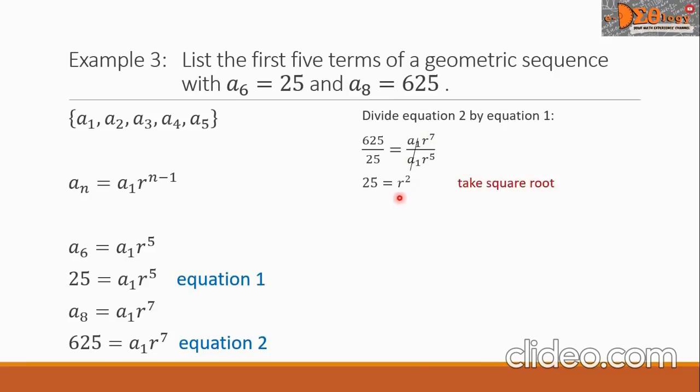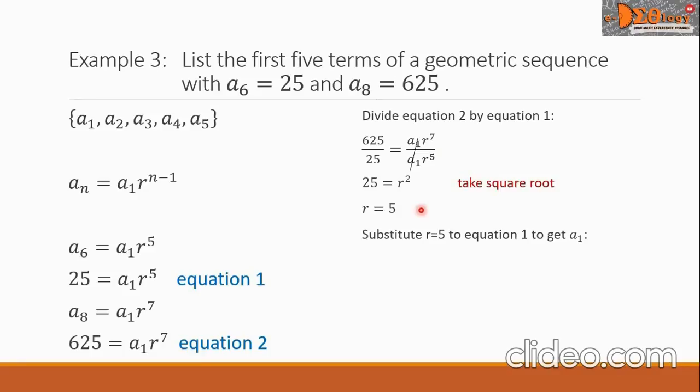And then find r. Let us take the square root of both sides. So the square root of 25 is 5. The square root of r squared is simply r. Or we can write r equals 5. So we have now this common ratio, which is 5.